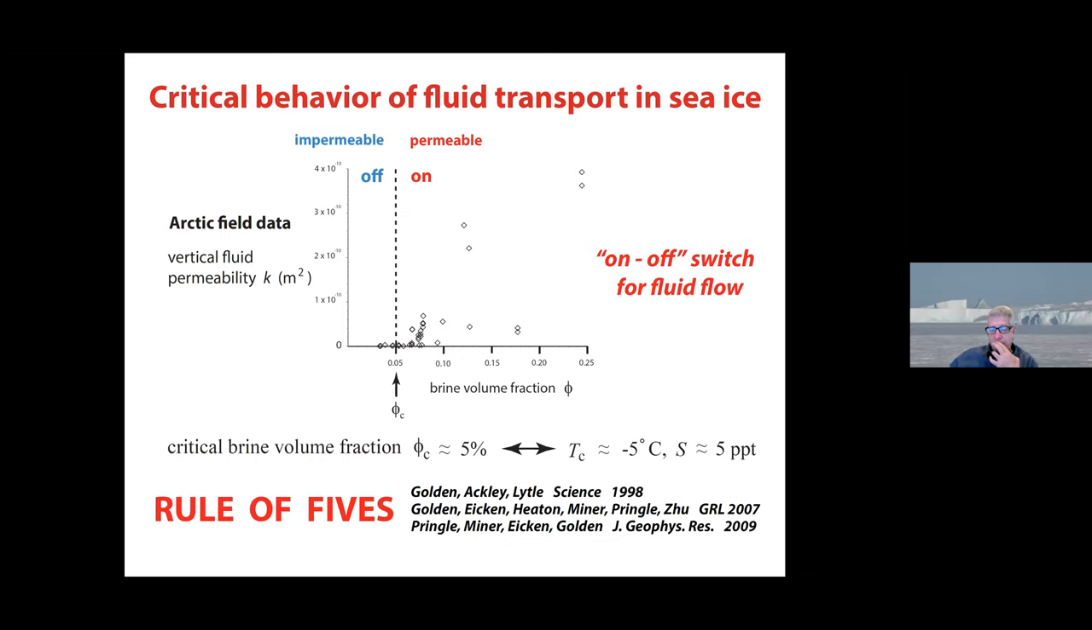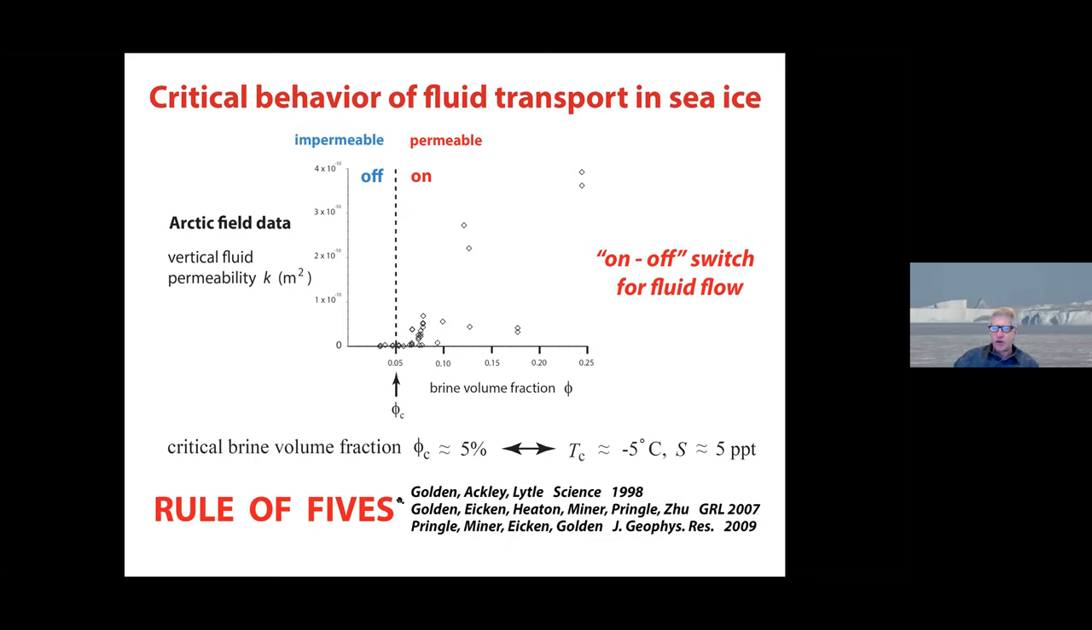So roughly speaking, for brine volume fractions below about 5% in so-called columnar standard congelation grown ice and sea ice in quiescent conditions, the sea ice is effectively impermeable. For brine volume fractions above 5%, it's permeable, and increasingly so with increasing temperature or brine volume fraction. This critical brine volume fraction of about 5% corresponds to a critical temperature of about -5 Celsius for a bulk salinity of about 5 parts per thousand.